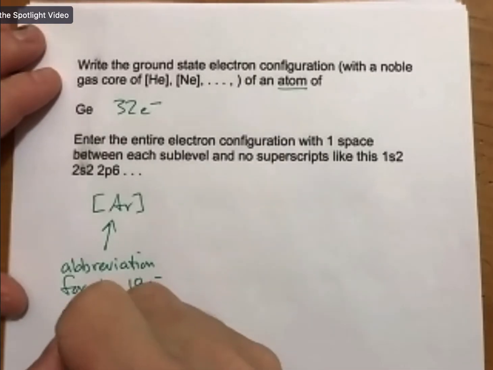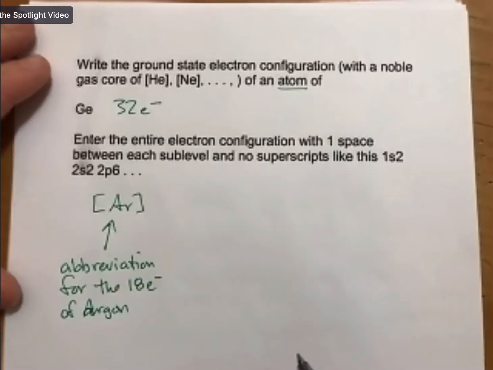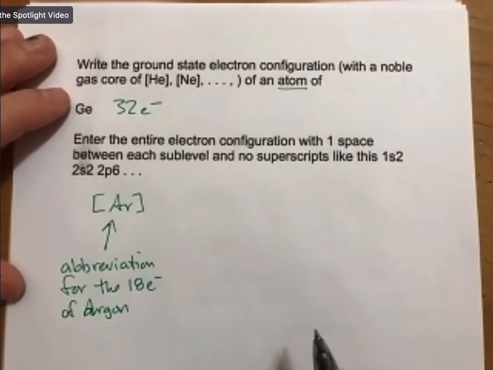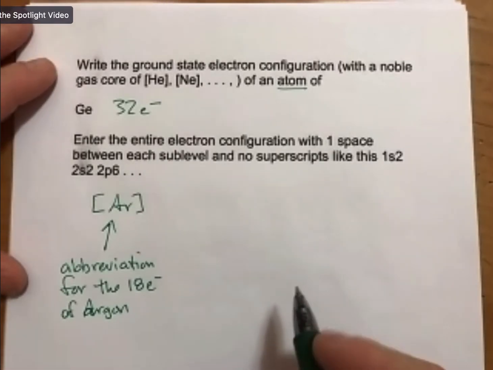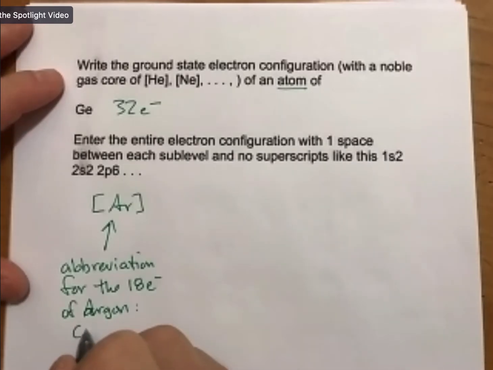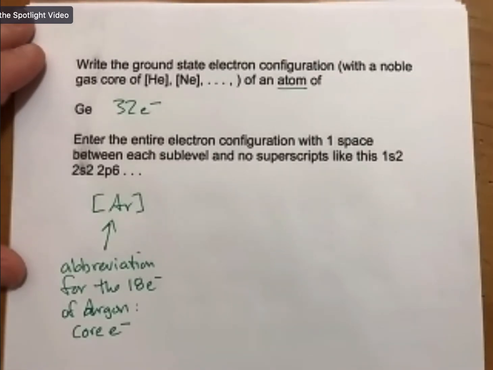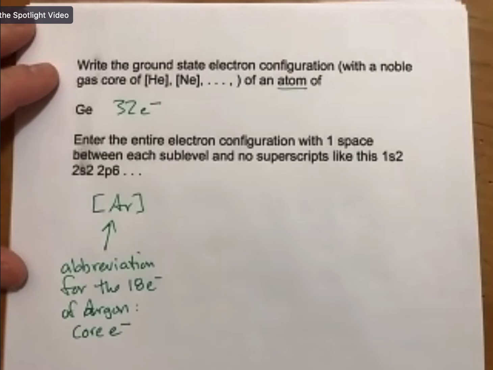I guess I can capitalize that. And it'll turn out that the first 18 electrons of argon are all core electrons. And core electrons means they're closer to the nucleus and they will not participate in bonding. And that's why we can abbreviate them, since our goal here, or one of our goals, is to understand bonding.